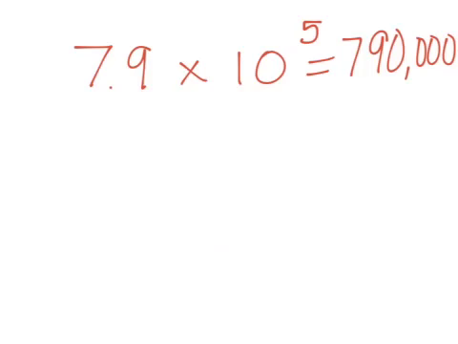In order to convert from scientific notation to standard notation, we're going to look at our exponent here, which is 5, and we're simply going to move our decimal point over 5 places to the right because it's positive. So our decimal was initially between the 7 and the 9, and we're counting over 1, 2, 3, 4, 5.